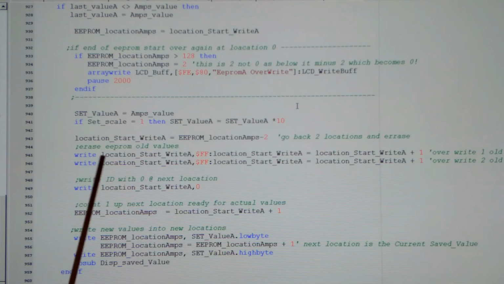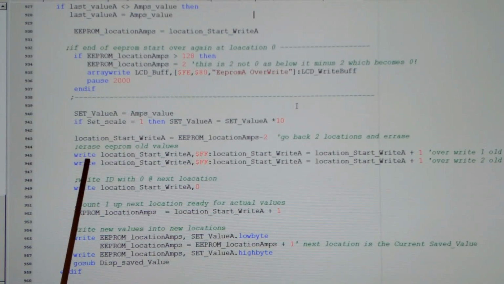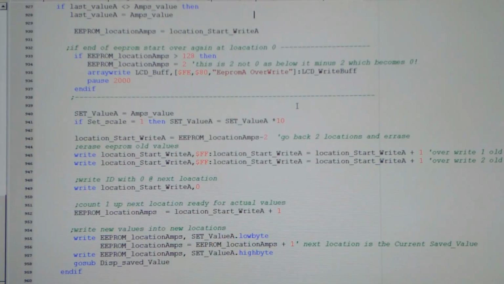The right location: first we're going to erase, and then we're going to write. So the location start for the amps equals EEPROM location minus 2. We're going to erase here, write location with FF. That's what the default values normally are on the EEPROM. Okay?